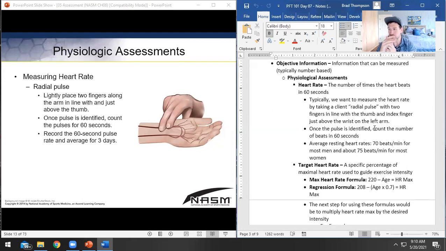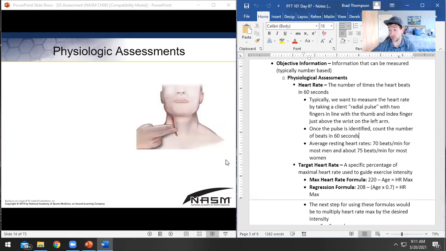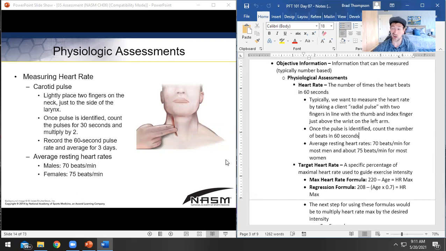So the average resting heart rate is somewhere between 70 and 80 beats per minute. It's usually about 70 for most men, about 75 for most women. But you can do this in a variety of different ways. You can count the pulse for the entire 60 seconds if you want to, that ensures perfect accuracy. So if you're counting it for a full 60 seconds, great, go for it. I mean, that is a full 60 seconds that you are burning in your session. So we're not as huge a fan of that.